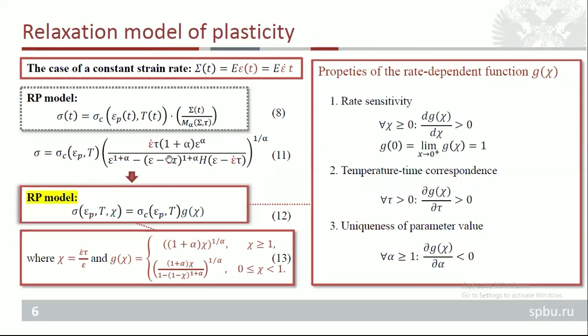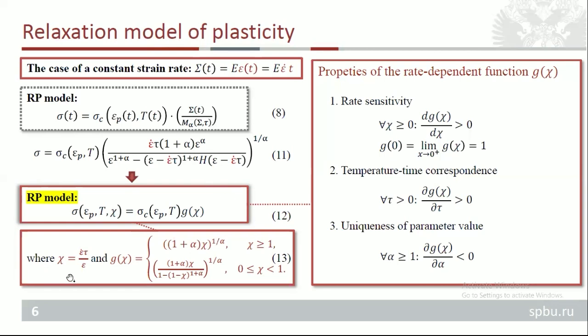And in the case of constant strain rate, which we already have under experimental conditions, we can analytically calculate this function of alpha and derive the RP model in the rate-dependent form as shown in expression 11. And this demonstrates the fact that the rate sensitivity of materials can be regarded as a manifestation of their time sensitivity.